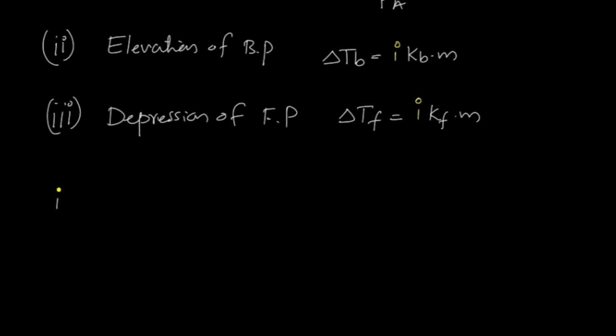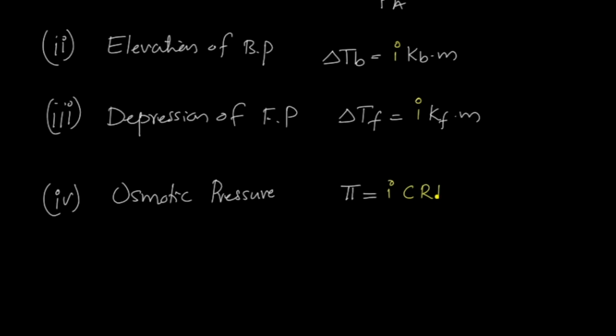The same thing applies to the last one, osmotic pressure. The formula we derived in the previous class, you can check in the previous videos. Here we type pi, the osmotic pressure, and multiply the van't Hoff factor with CRT: C is concentration, R is the ideal gas constant, and T is absolute temperature.